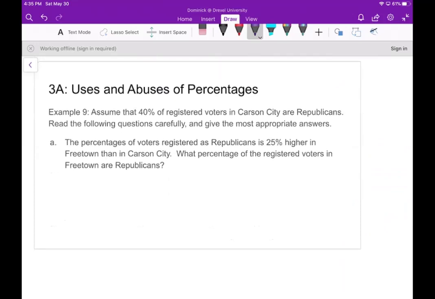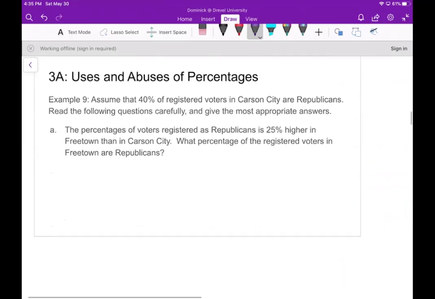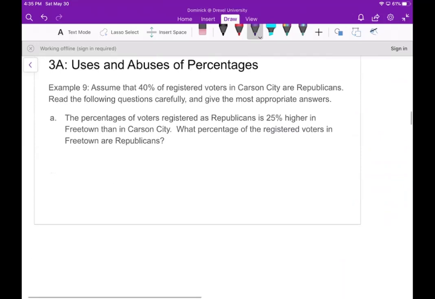Okay. Let's take a look at another example. So in this example, we're assuming that 40% of registered voters in Carson County are Republicans. Now in part A, we have that the percentage of voters registered as Republicans is 25% higher in Freetown than in Carson City. Now, what percentage of the registered voters in Freetown are Republicans? Now, since it's 25% higher, not percentage points, this is our relative change.